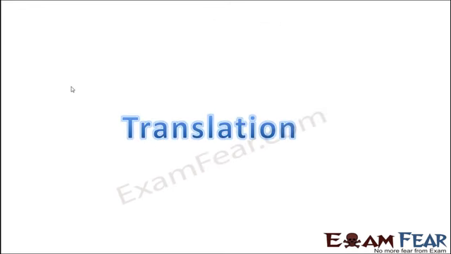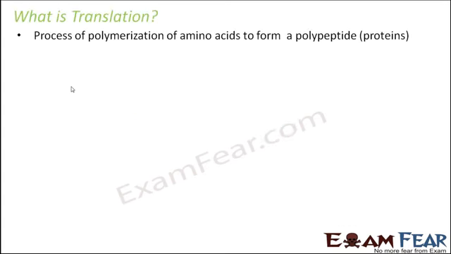So now we will talk about the process of translation. By now you already know what translation is. It is the process of polymerization of amino acids to form a polypeptide, that is, proteins. The amino acids are collected from different places by the tRNA. In order to form proteins, peptide bonds need to be formed between the amino acids to form polypeptide chains, and those polypeptide chains will be the proteins.